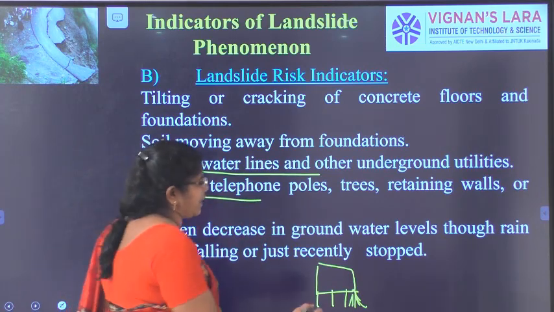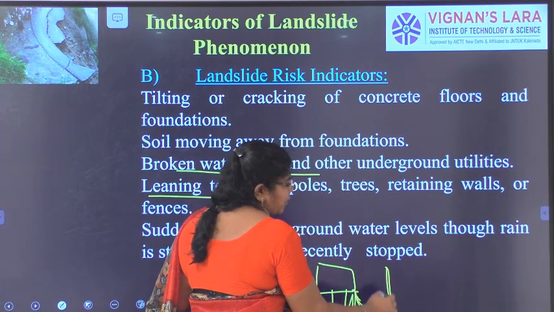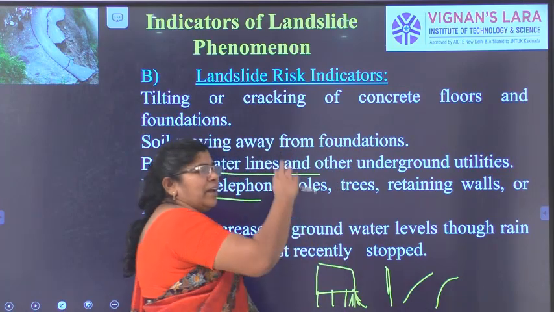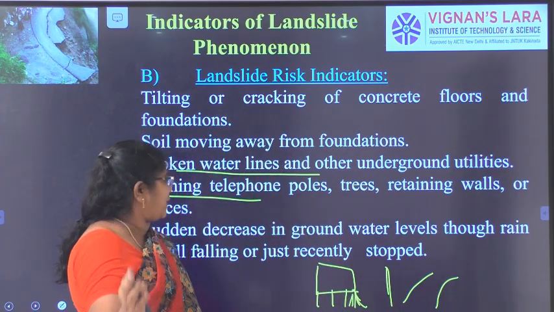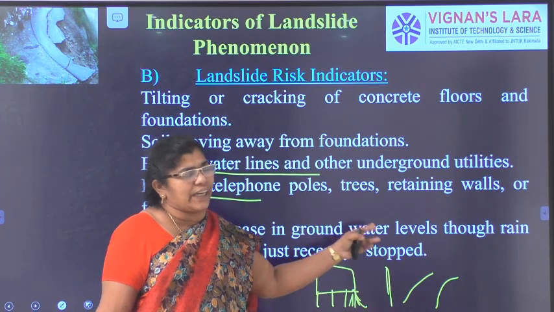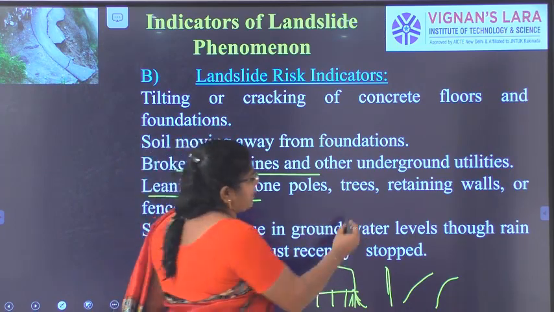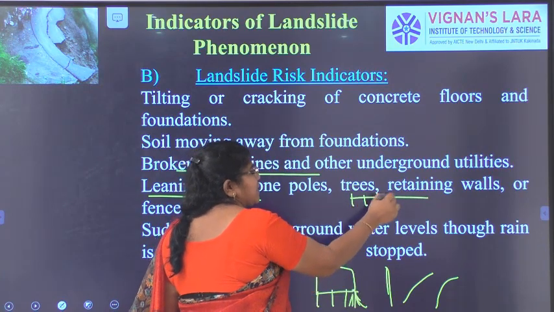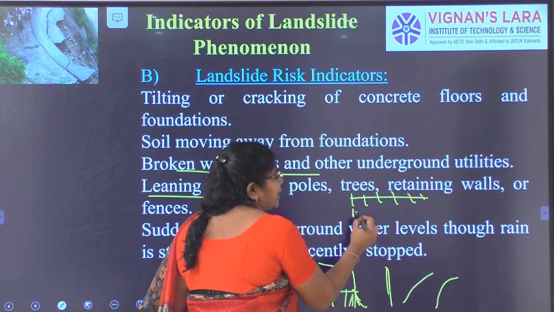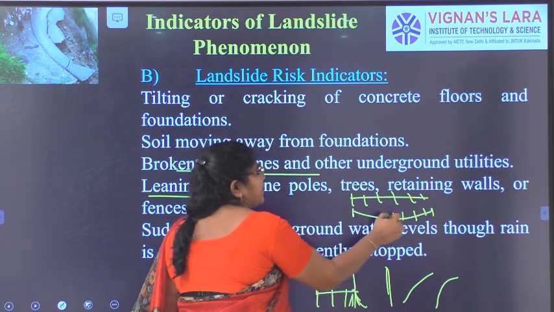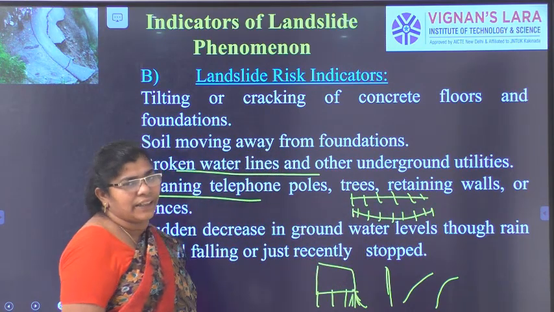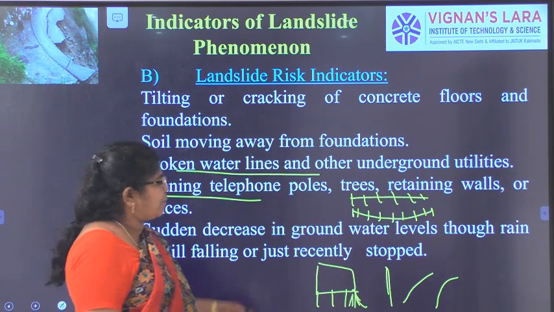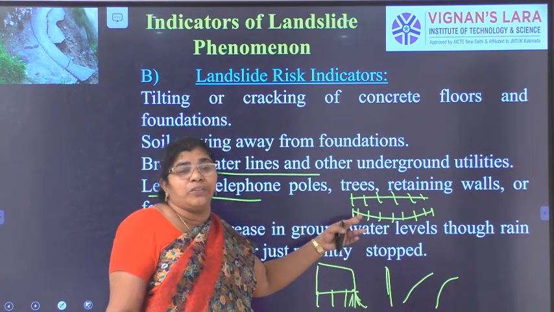I told you already in the classes, if the tree is straight that is normal, but if the trees are moving, that is, leaning or sloping, or the poles are leaning, or even the compound wall or fences have moved, then we can say there is an indication of movement of the earth, and a landslide may occur. Mostly this movement is due to creep.